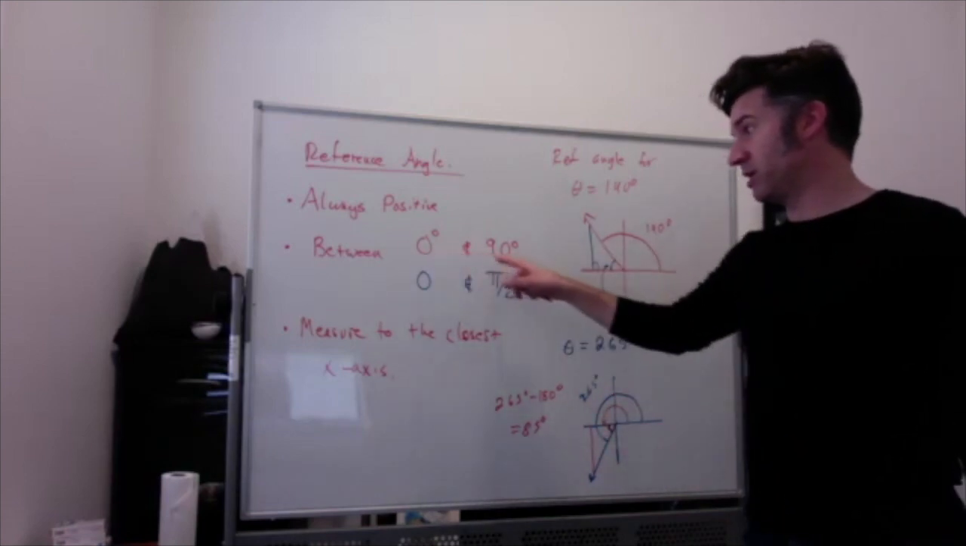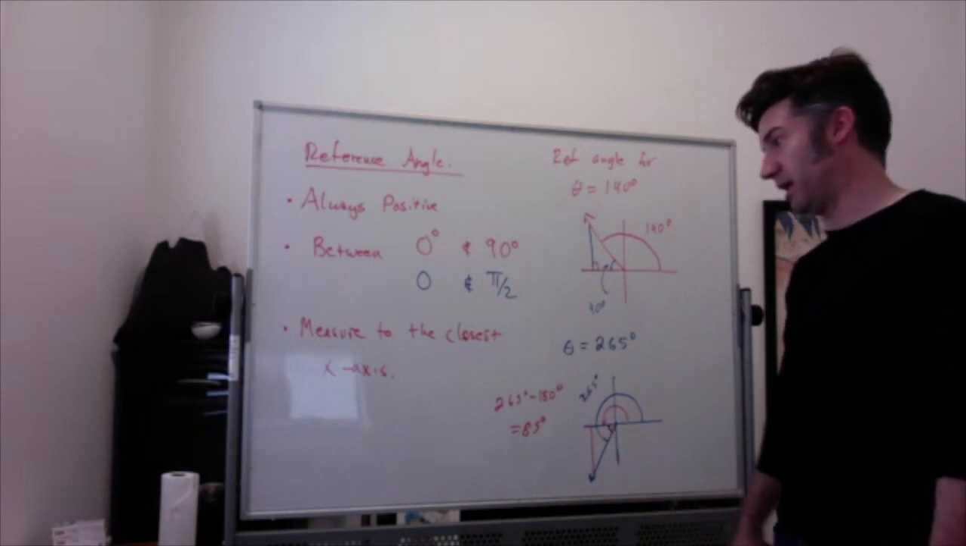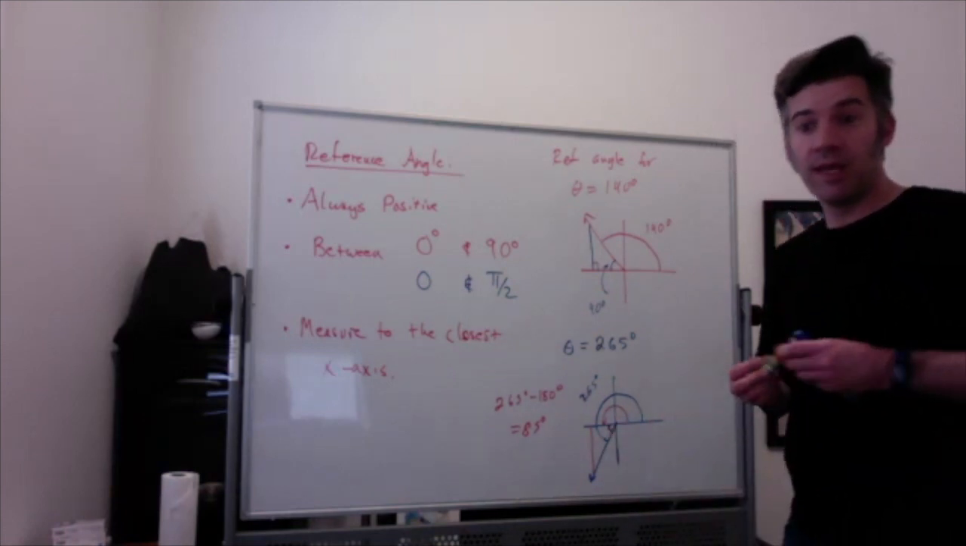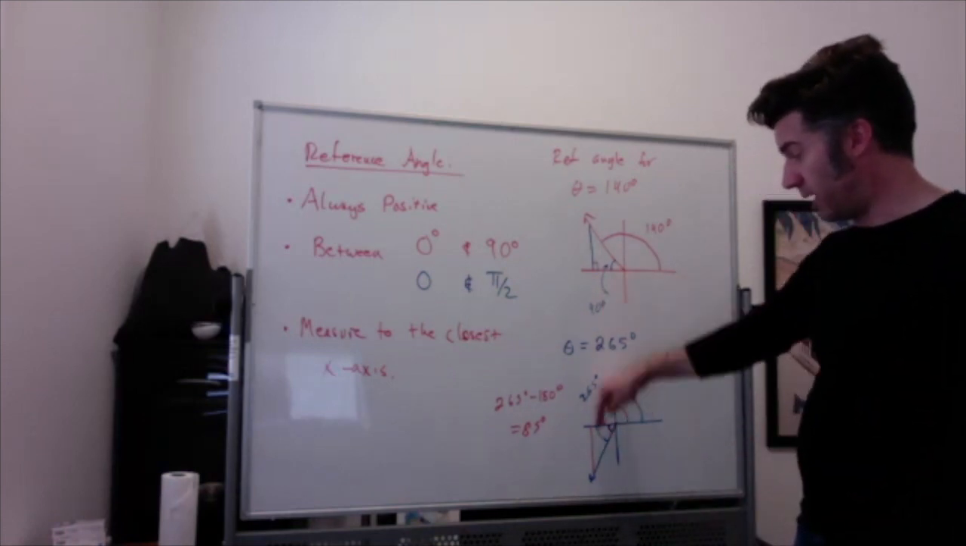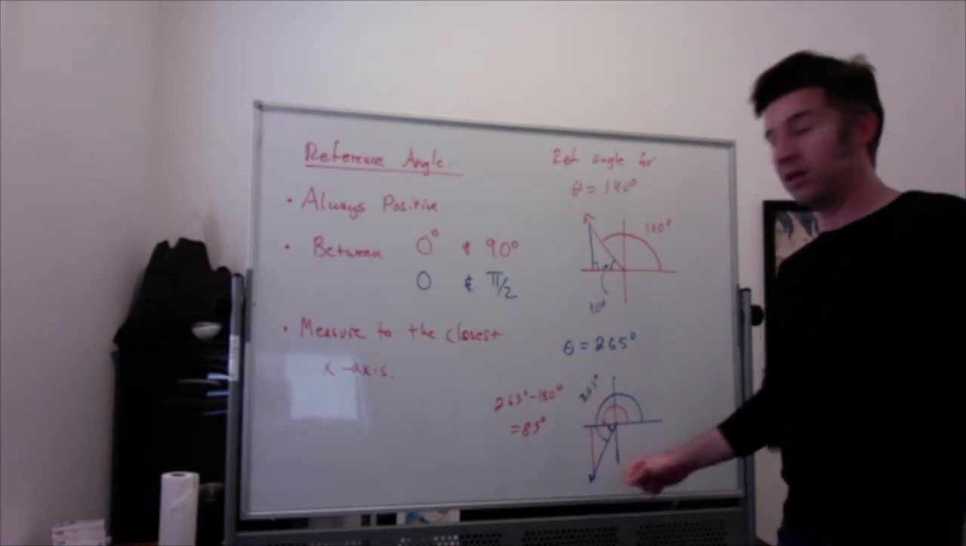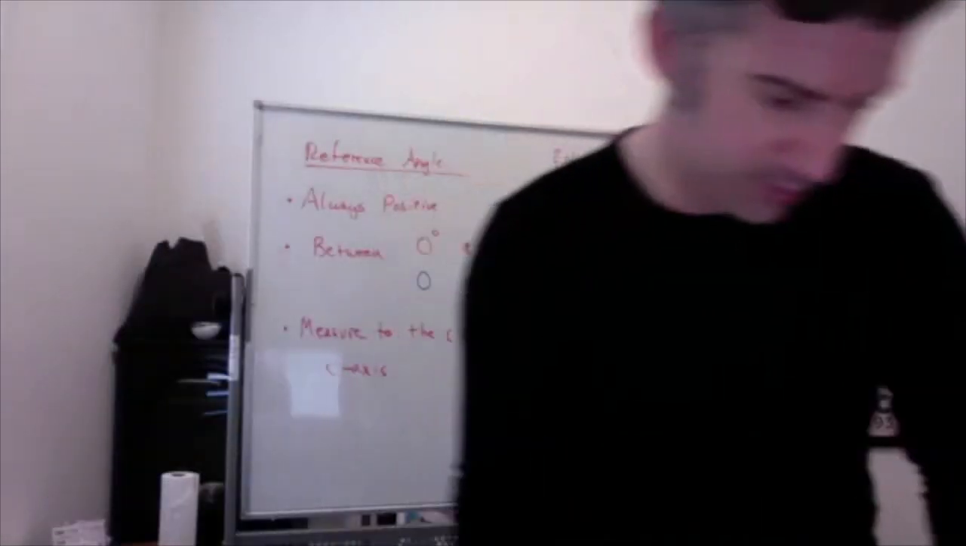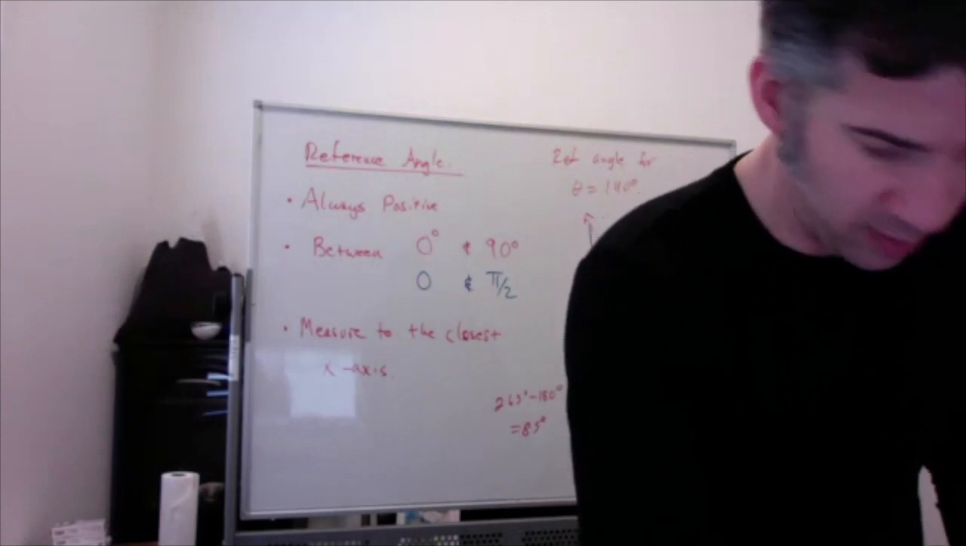So between 0 degrees and 90, it's positive. It's measured to the closest x-axis. So if you're in the second quadrant, you're measuring down to the x-axis. If you're in the third quadrant, you're measuring up to the x-axis. If you're in your fourth quadrant, you're measuring up to the x-axis. Let me give 2 more examples of this.